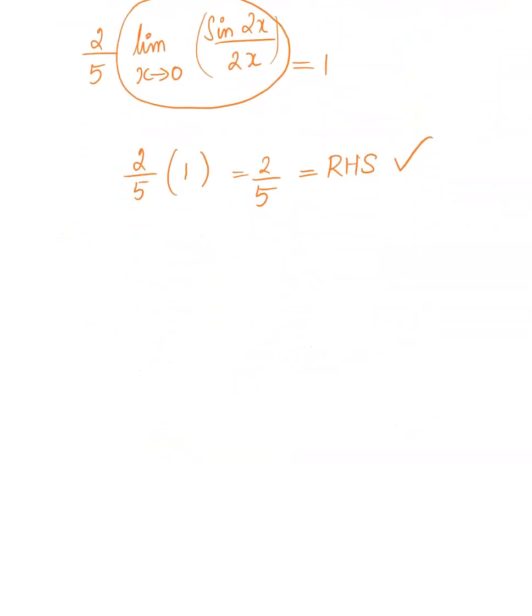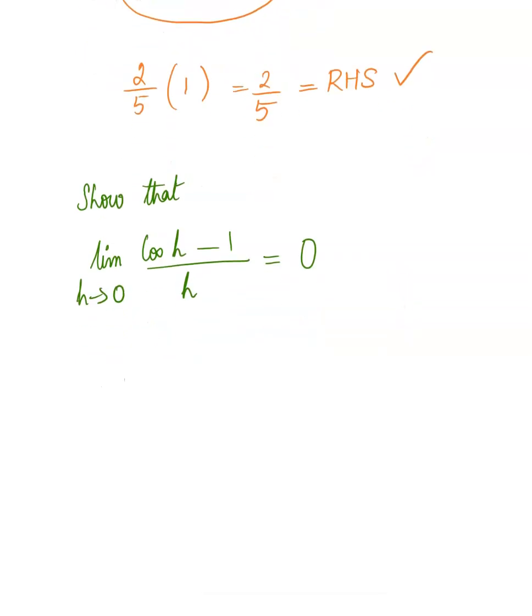In fact, I can also use this to prove that the limit of cosine h minus 1 over h as h approaches 0 is equal to 0. This was the very theorem I showed you previously. Instead of h, we had theta. We can still prove this using the sine theta over theta that we just did in the previous problem.